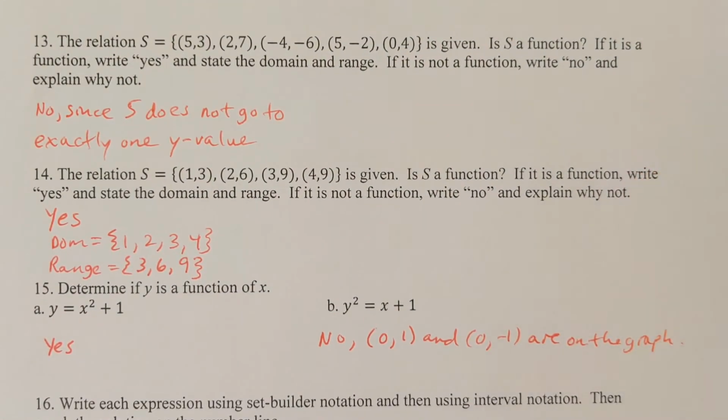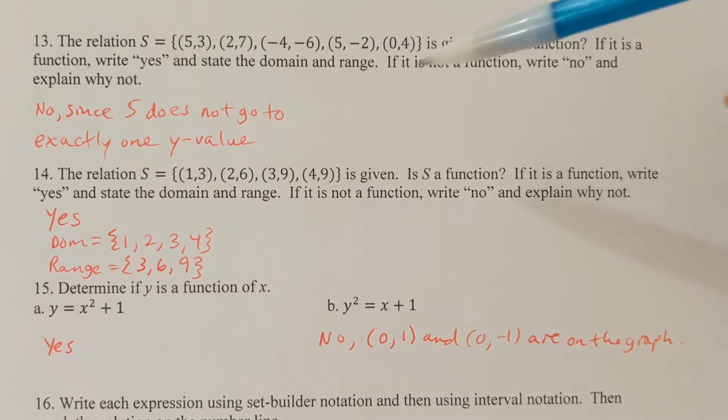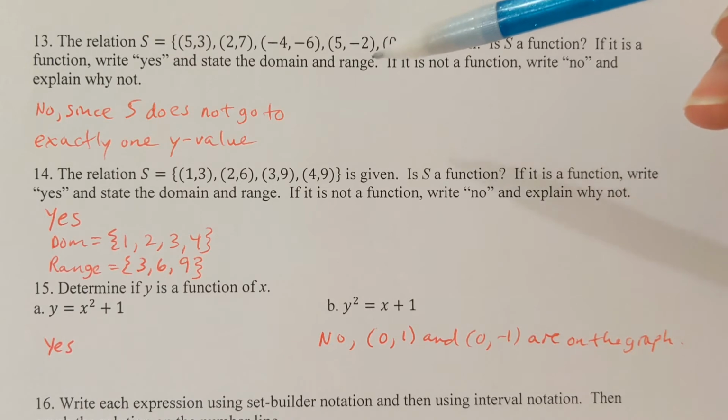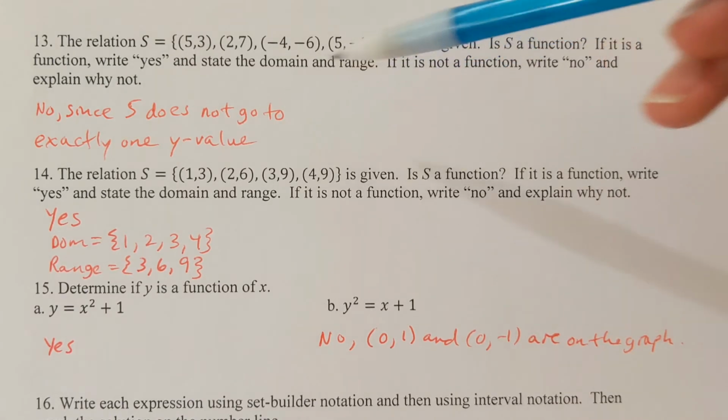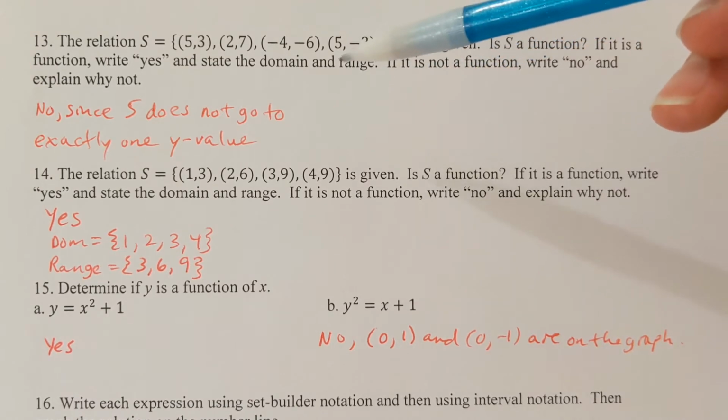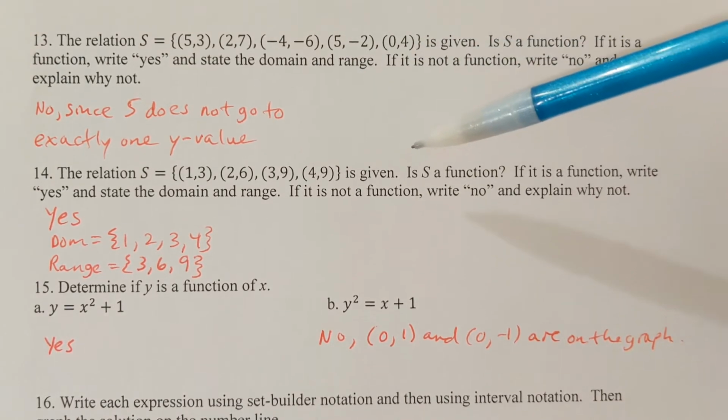Problem 13. The relation S, which is the set containing the points (5, 3), (2, 7), (-4, -6), (5, -2), and (0, 4), is given. Is S a function? If it is a function, write yes, and state the domain and range. If it is not a function, write no, and explain why not. Well, 5 is going to two different places, and you can't have that with functions. So no, since 5 does not go to exactly one y value, would be the reaction there.